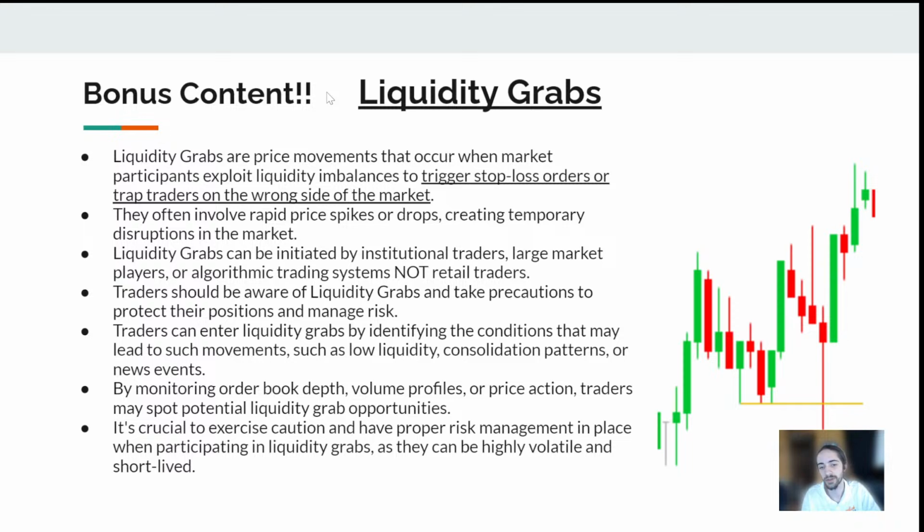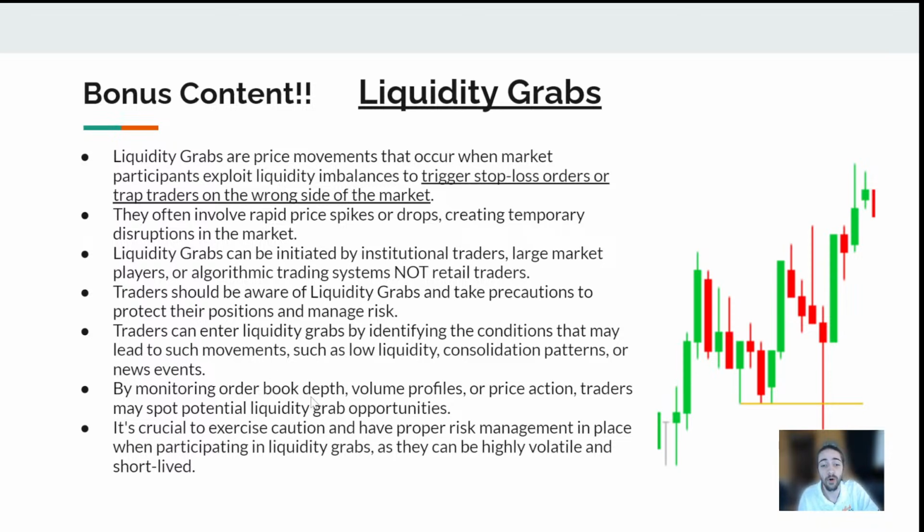So traders can enter liquidity grabs by identifying conditions that may lead to such movements, such as low liquidity, consolidation patterns, or news events. So we want to be aware of what's going on in the world as well as the market. Are we in a choppy range? Have we been failing to hold lower? Have we been failing to hold higher? What are the higher highs doing? What are the lower highs doing? What are the lower lows doing? And that's really great stuff to know and be aware of. This whole webinar, guys, if you just learned and understood this, you'd probably be able to trade the market a bit more successfully than you have in the past.